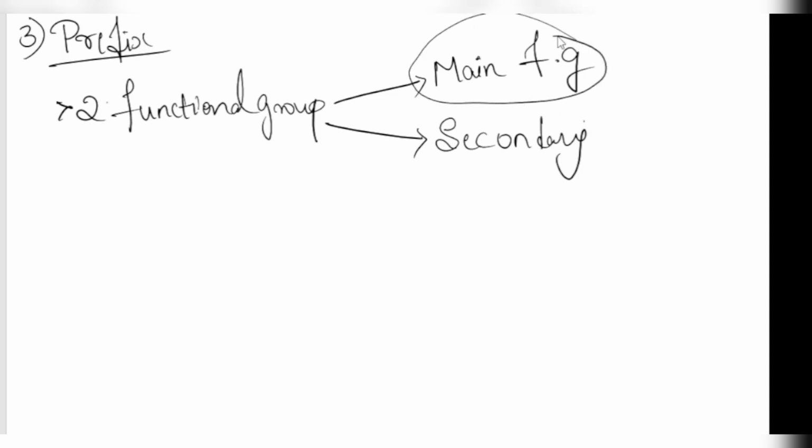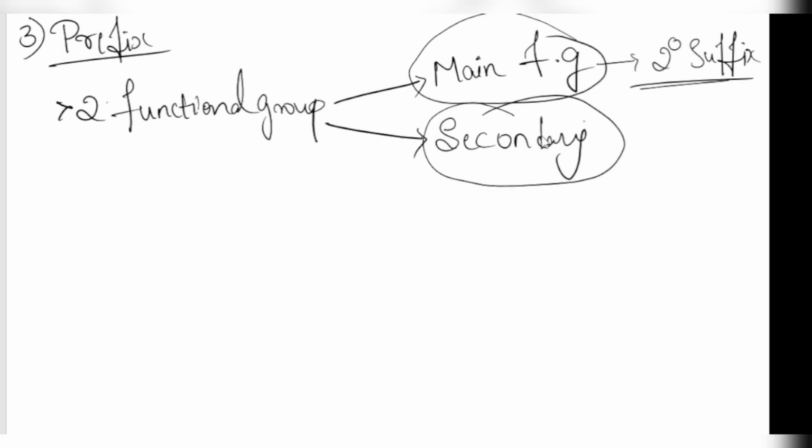For the main functional group, we have to use a secondary suffix, that is whatever the name will end in. If another functional group is there, that is a secondary functional group, we have to use a prefix. For example, I will give.